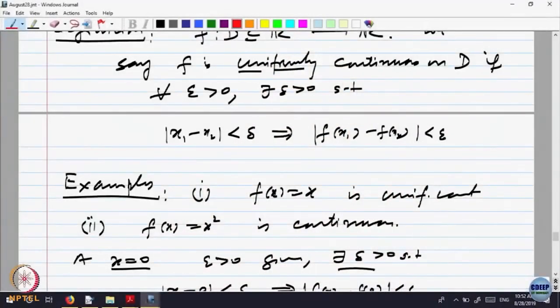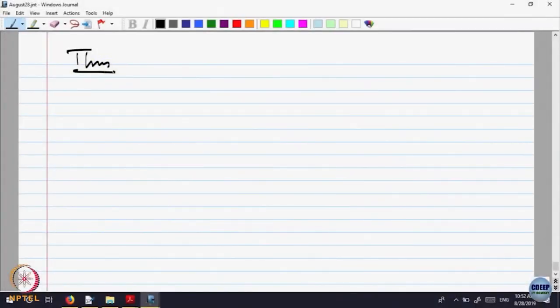But what uniform continuity says is that I should not bother about where the point is. If two points are close, then the distance between their function values is close. That is called uniform continuity. Let us formulate this in terms of sequences. This is more like an epsilon-delta kind of definition, and sequences are sometimes much easier to handle. So, here is the theorem.